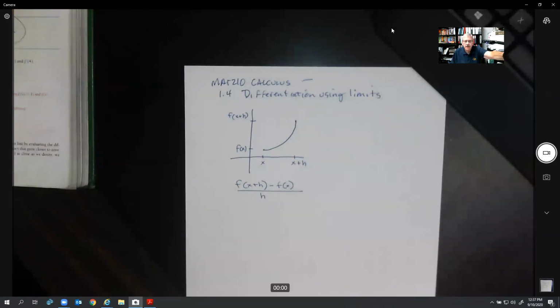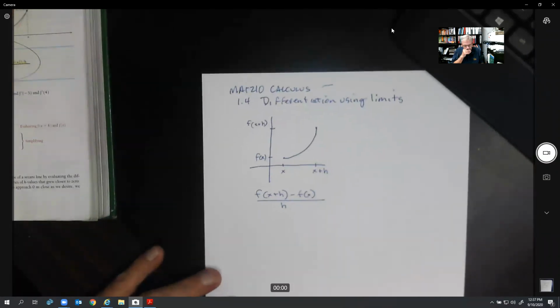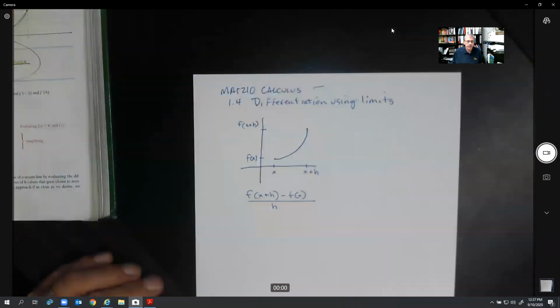Looks like either I'm out of focus or this is out of focus, hopefully. This is not me, my computer there.